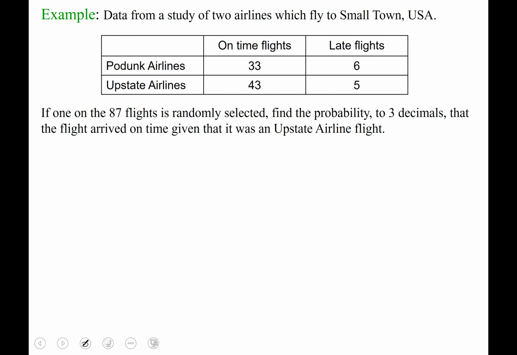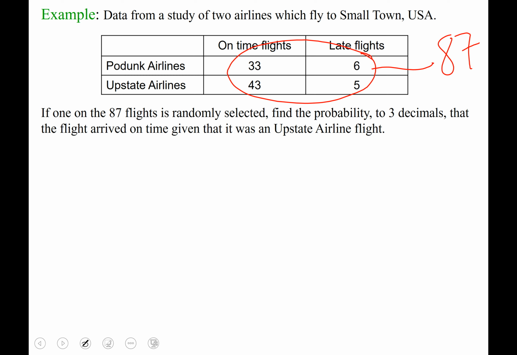All right, let's try this example together. Data from a study of 2 airlines which fly to small town USA are listed in the table here. We have 2 airlines, Podunk Airlines and Upstate Airlines. It looks like Podunk Airlines had 33 on-time flights and 6 late. Upstate Airlines had 43 on-time flights and 5 late. We're asked, if one of the 87 flights is randomly selected, and I think they're getting the 87 from adding all this up together, that's a total of 87 flights, find the probability to 3 decimal places that the flight arrived on time, given that it was an Upstate airline flight.